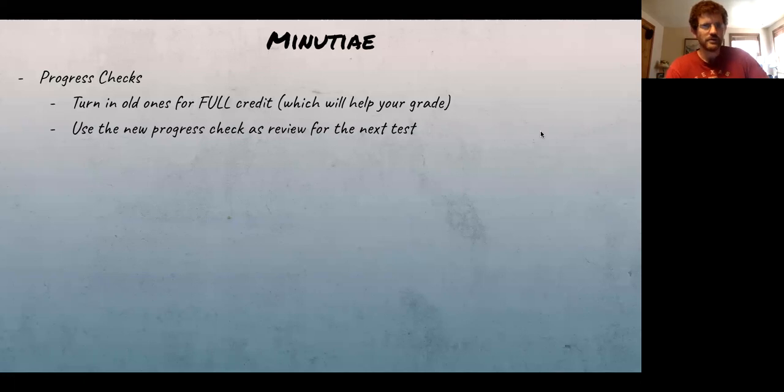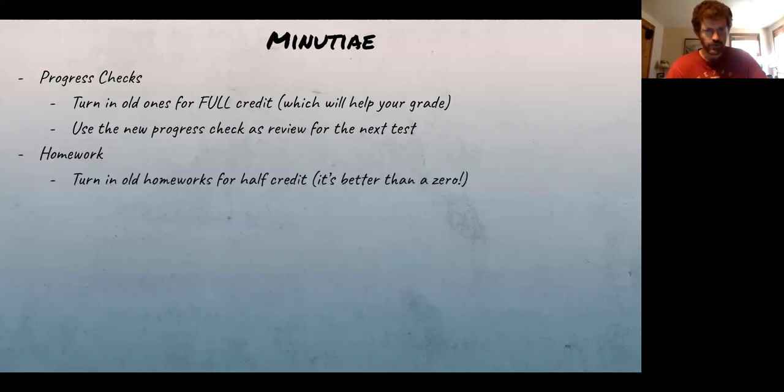Your homework. If you have not turned in old homeworks, and some people haven't turned in homeworks from the second week of class, if that's you and you haven't turned some stuff in, turn it in for half credit. That's better than a 0. And it's pretty simple to do. So these are, again, ways of bringing your grades up.